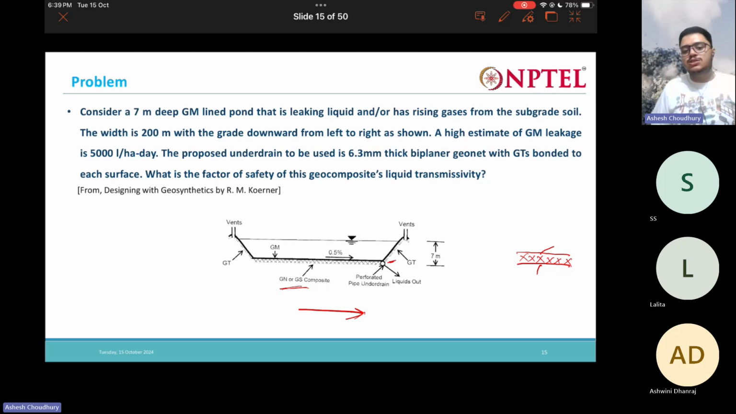And what about the gas? The gases will also come out like this and then vent out. The main point of concern here is to find the factor of safety for this geocomposite's liquid transmissivity, whether it will be able to transmit the liquid easily or not. That is the main point of concern.